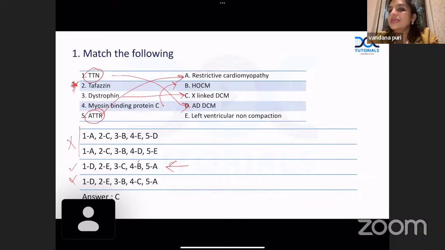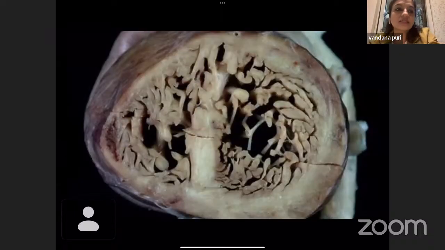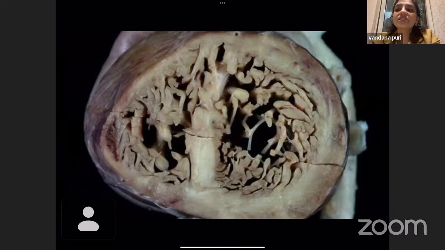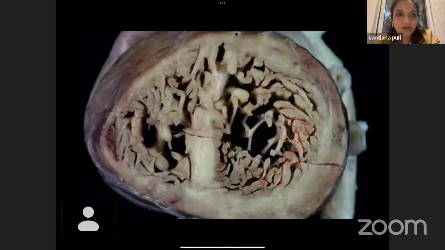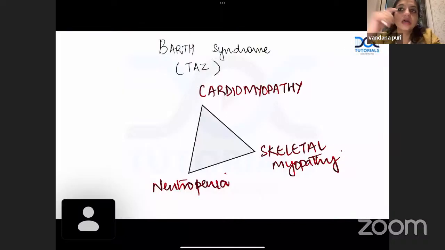Tafazzin is a very important gene which you have to remember. It can also be associated with X-linked dilated cardiomyopathy. But the catch point here is that it typically causes left ventricular non-compaction. To understand this, this is the left ventricle, and whenever there is left ventricular non-compaction, there is excessive trabeculation, which you can see in the endomyocardium here. This is called left ventricular non-compaction.